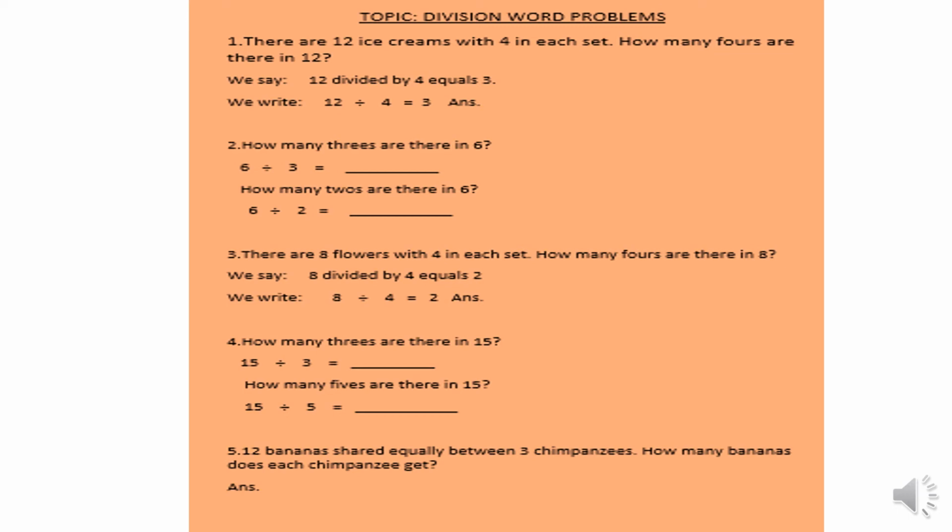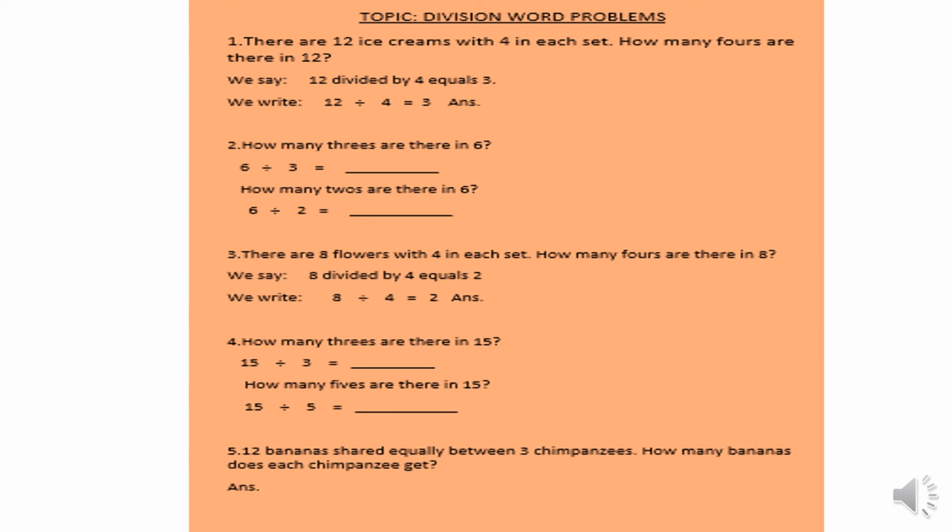How many 3s are there in 15? 15 divided by 3 is equal to dash. We will say the table of 3. 3 ones are 3, 3 twos are 6, 3 threes are 9 and 3 fives are 15. So the answer would be 5.